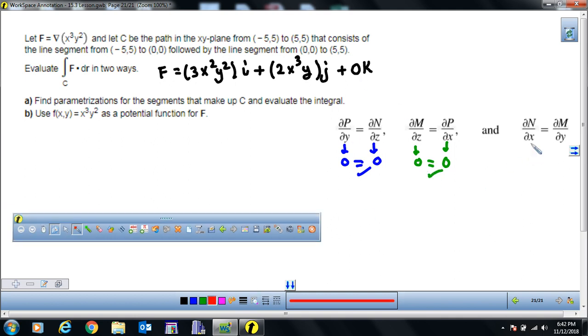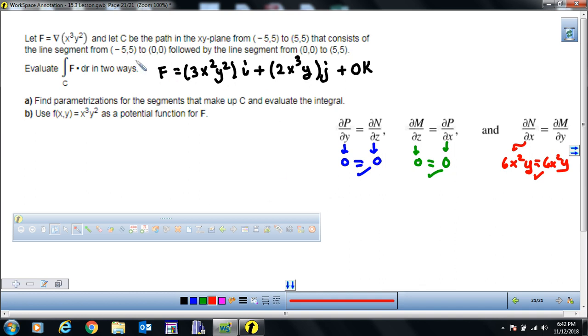And last, what is the derivative of the middle component with respect to x? 3 times 2, which is 6x squared y. And what is the derivative of the first component with respect to y? 2 times 3, which is 6x squared y. And you see that this field is conservative.